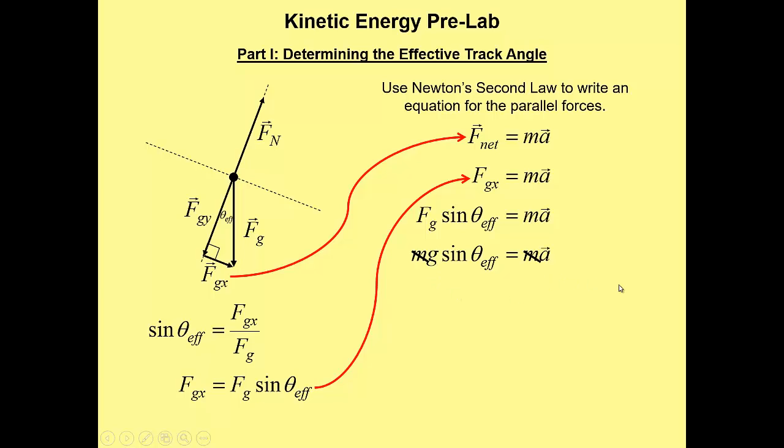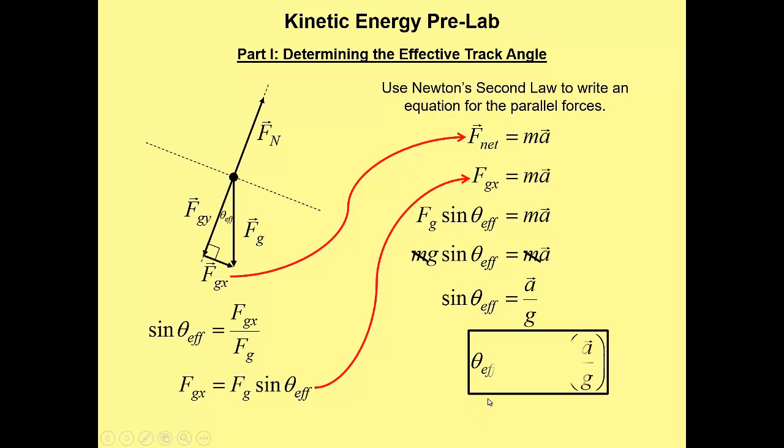Move the g to the other side, and we get the sine of the effective angle is the acceleration of the cart divided by the local gravitational field strength, which of course we know is 9.8. And I don't want to know the sine of the effective angle. I want to know what the effective angle is. Right? So to get the effective angle out of there, I have to take the inverse sine of both sides. Right? So the effective angle will be the inverse sine of the acceleration divided by the gravitational field strength, 9.8. Be careful. Make sure you're putting parentheses around it. Right?